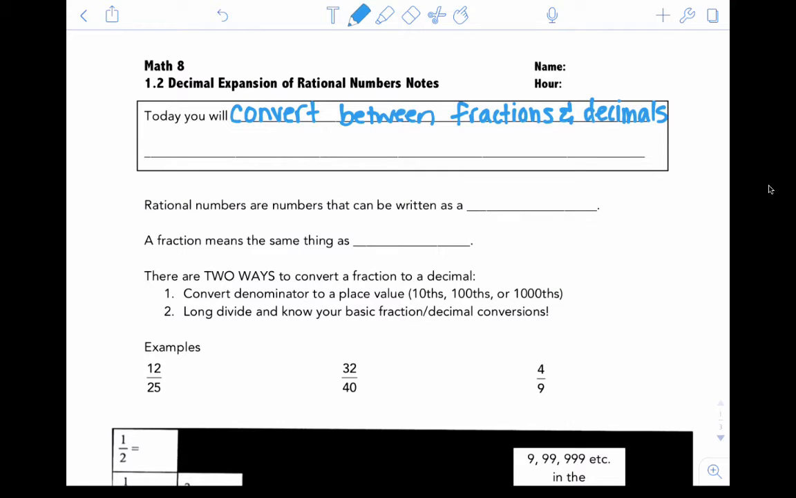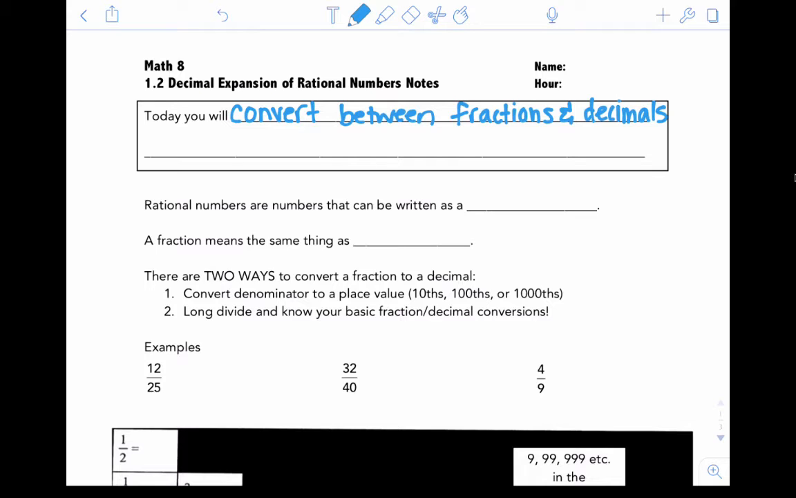In section 1.2, you will convert between fractions and decimals. So you'll convert from a fraction to a decimal and from a decimal to a fraction. This is all stuff that you've done in the past, so this section should be a review for you.